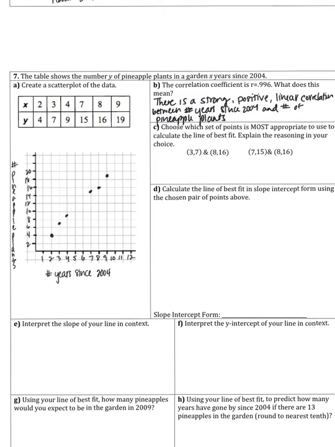All right, we're given 2 points to choose from. So we're given the points 3, 7, and 8, 16 to draw a line of best fit on. Or the points 7, 15, and 8, 16.